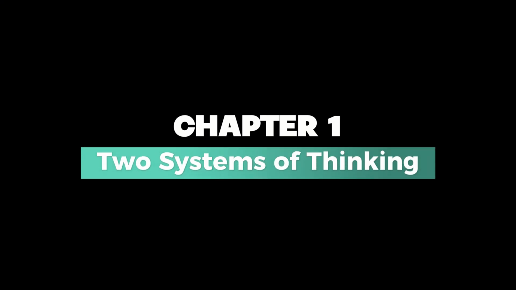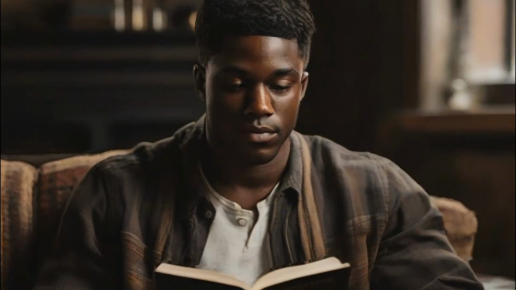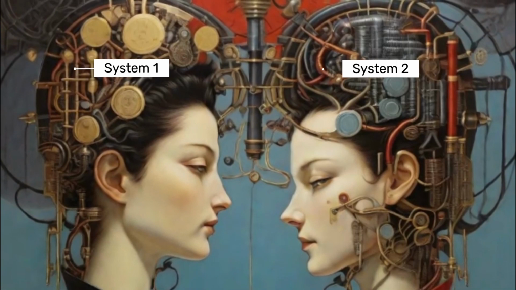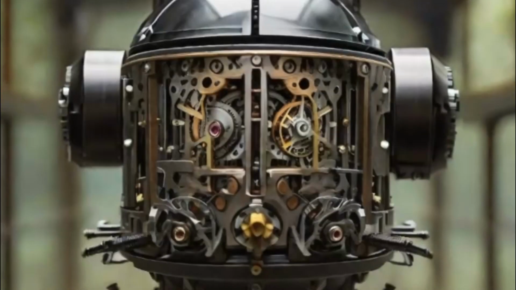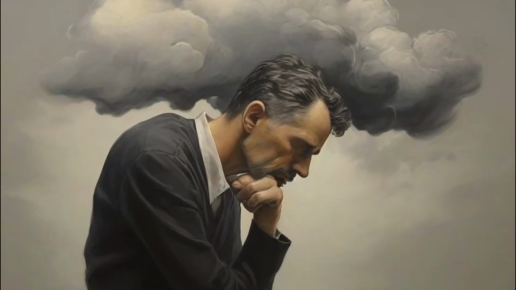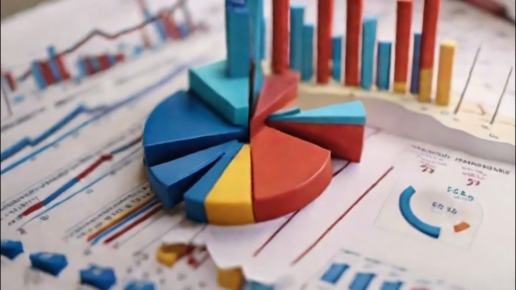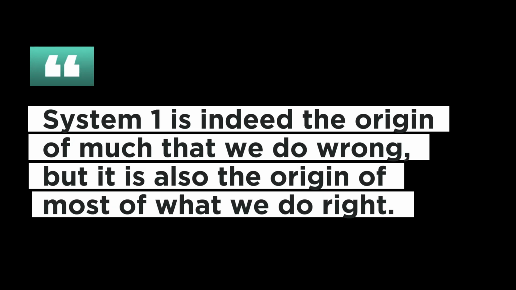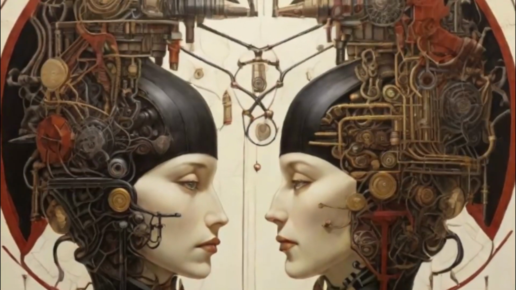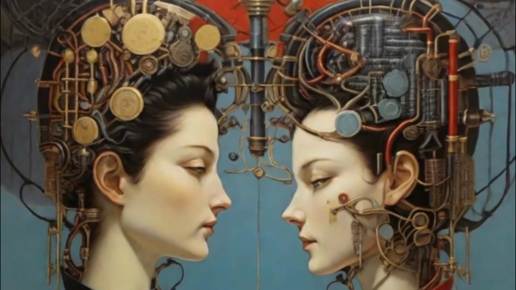Chapter 1: Two Systems of Thinking. Kahneman introduces us to the two systems that govern our thinking, System 1 and System 2. System 1 operates automatically, quickly, and intuitively, while System 2 involves slower, deliberate, and analytical thinking. As he eloquently puts it, System 1 is indeed the origin of much that we do wrong, but it is also the origin of most of what we do right. Understanding the interplay between these systems is crucial for unraveling the complexities of decision making.